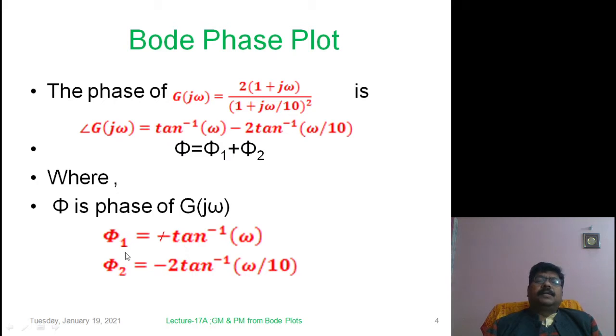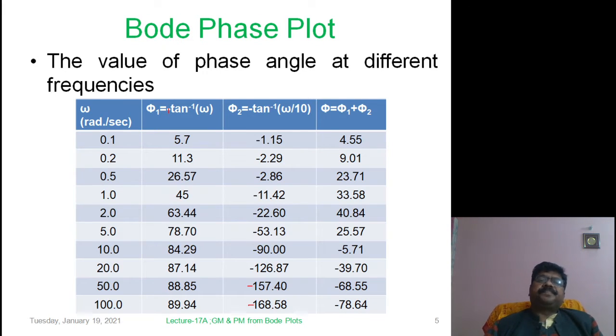So phi 1 here is tan inverse omega, while phi 2 is minus 2 tan inverse omega by 2. So for the range of the frequency, we have to find out the phase angle, and that you can see in this slide. For the range of frequency, the first frequency is taken as 0.1 radian per second up to 100 radian per second, and the corresponding angle for the different values of the frequency is determined and written here.